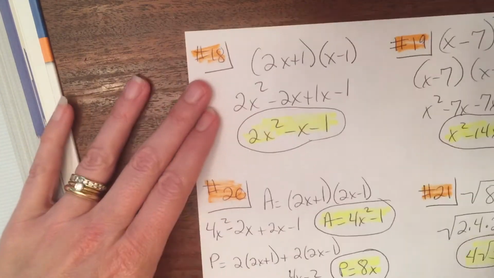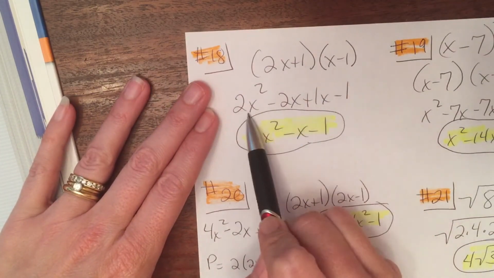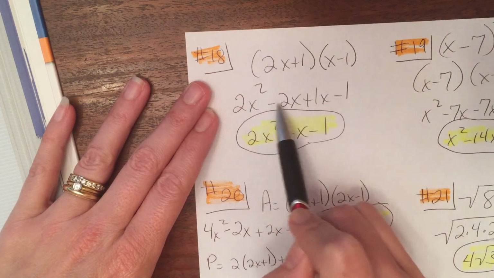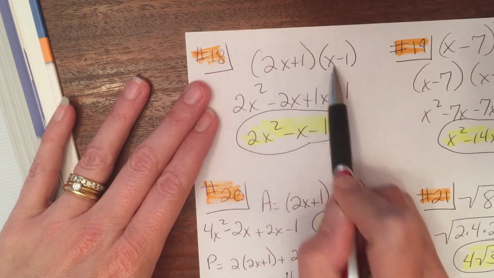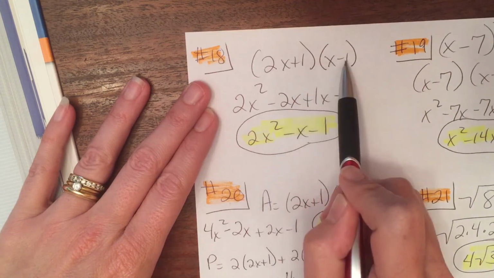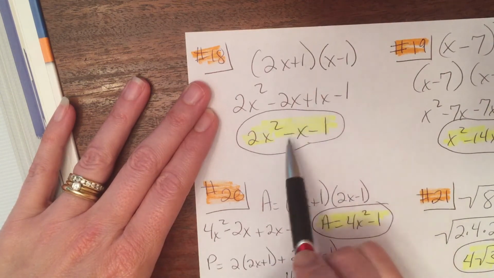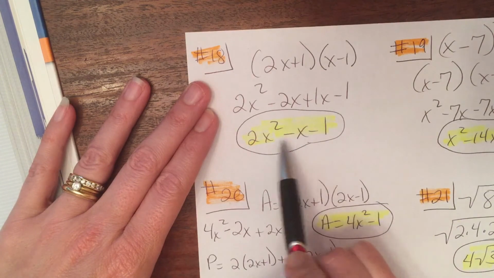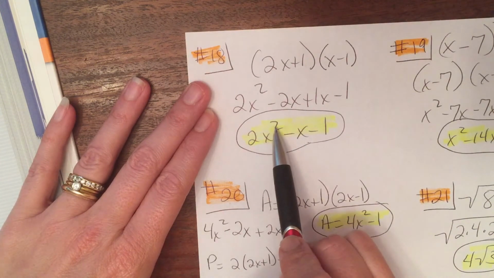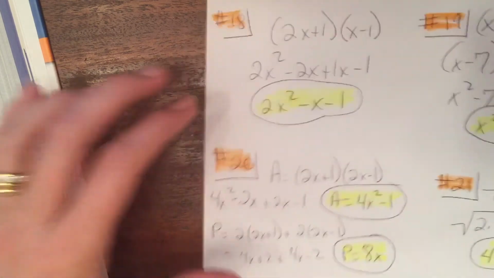Number 18 is a FOIL problem. 2x times x is 2x squared. 2x times negative 1 is negative 2x. Positive 1 times x is positive 1x. Positive 1 times negative 1 is negative 1. I combine a negative 2x and a positive 1x to get negative x. So my final result is 2x squared minus x minus 1.